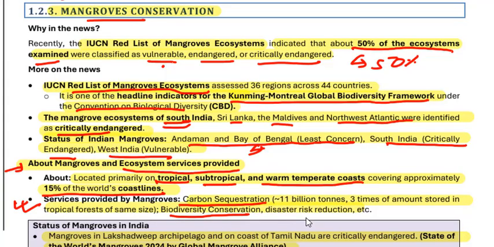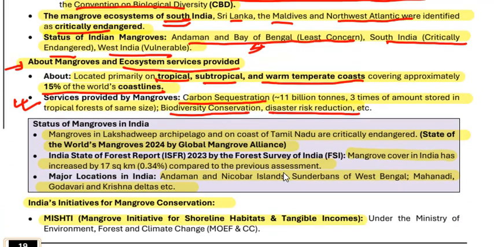Biodiversity conservation, of course you know about this, Bengal tigers. Overall, the Bengal tiger is present in this mangrove forest. Next is disaster risk reduction. I already told you about the tsunami type incident.